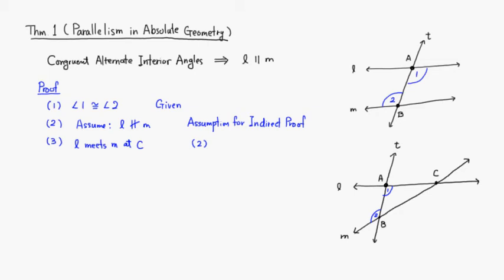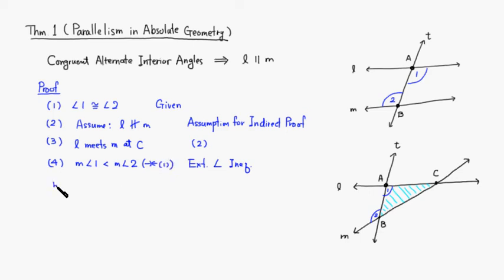Alright. Then if you pay attention to the triangle right here, triangle ABC, we know that angle 2 is the exterior angle, and angle 1 would be the opposite interior angle. So which means that the measure of angle 1 is strictly smaller, because it's an opposite interior angle, than the measure of the exterior angle, angle 2. So this is the exterior angle inequality. Alright, which is a contradiction because they are supposed to be congruent.